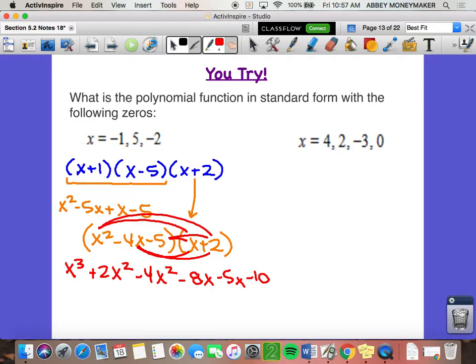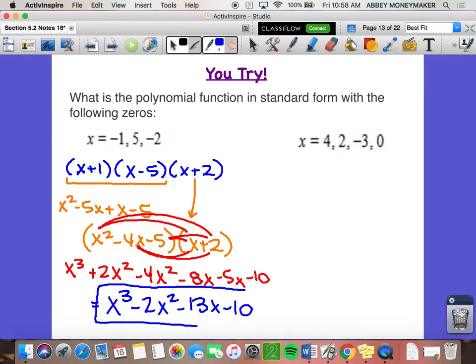It's a lot of multiplying, but is it tough? No. What's my last step here? Yeah, let's combine some like terms. This polynomial is x cubed minus 2x squared minus 13x minus 10. Nothing new here, right? Okay, just a lot of kind of simple multiplication.